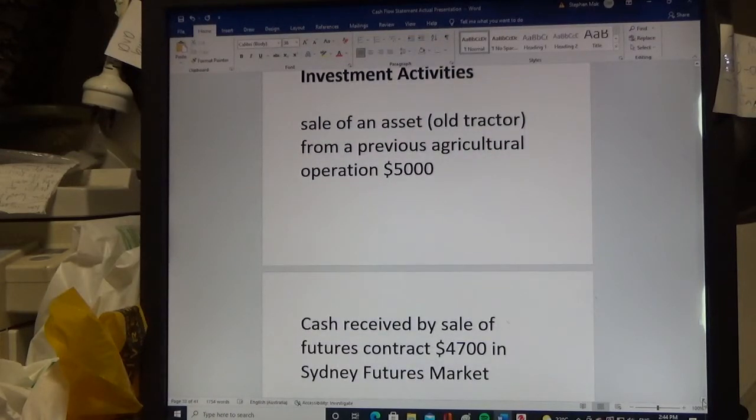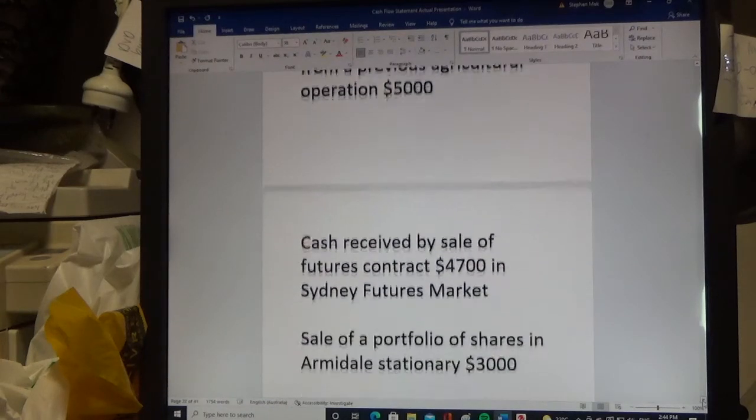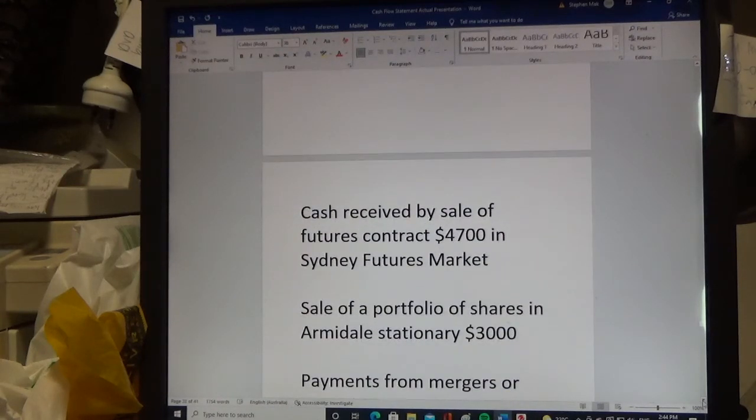Now we go to investment. Sale of an old asset, again, an old tractor. This time they got a higher price. Must have been a tractor in better condition. Cash received by sale of a futures contract in the Sydney futures market. And what is a futures contract?